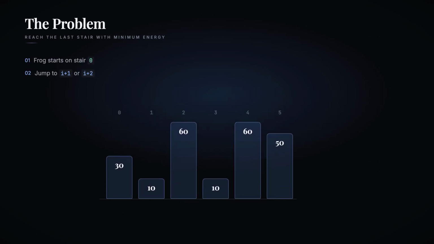Here's the setup. A frog sits on stair 0 and wants to reach the last stair. Each stair has a height. From stair I, the frog can jump to I plus 1 or I plus 2. The cost of a jump is the absolute difference in heights. Our goal, reach the end with minimum total energy.